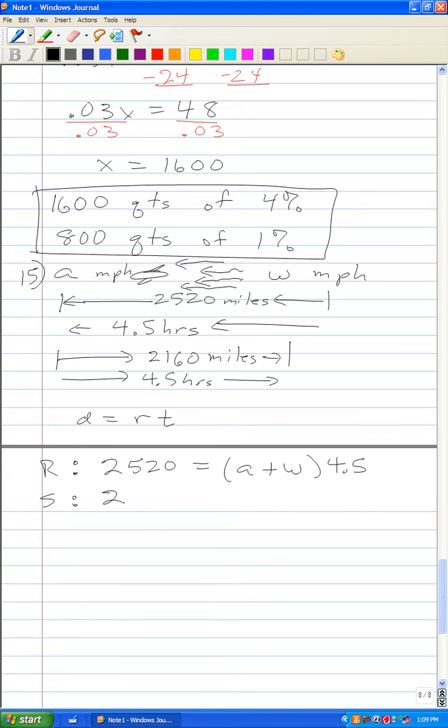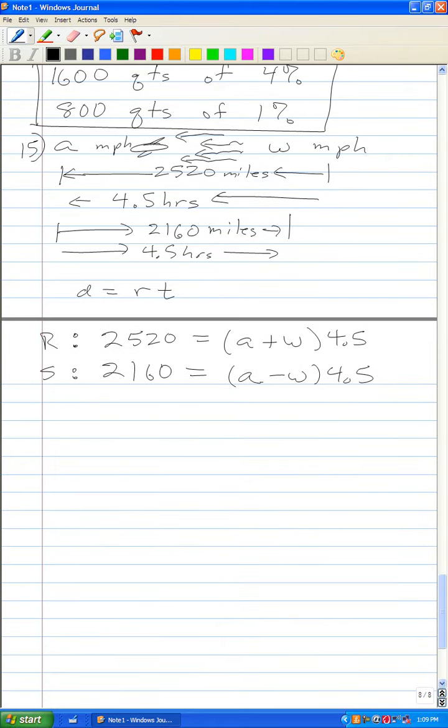Similarly, you're going 2,160 miles. And the rate that you're going is, well, you're normally going a miles per hour, but the wind is going against you. So it actually reduces your speed by an amount of w. And it still takes you 4.5 hours.